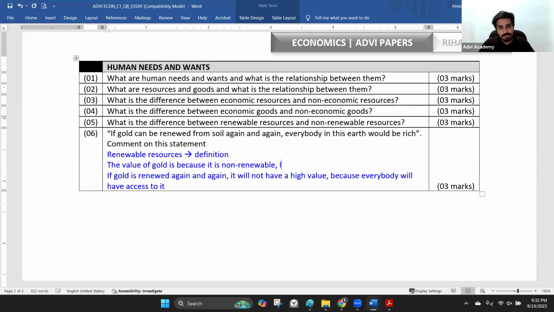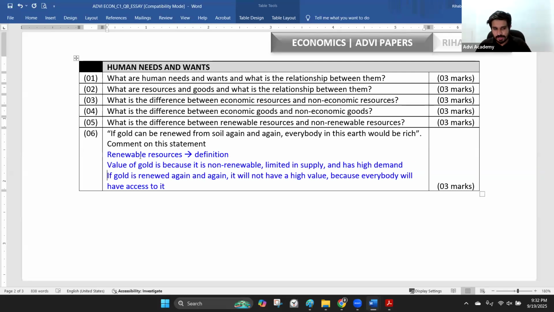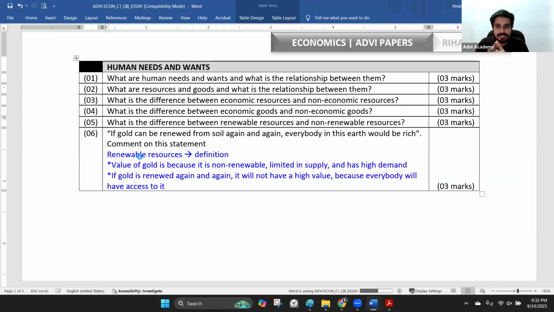Limited supply, because it is non-renewable, and there's a high demand for it. But the moment everybody has access to it, demand will be gone, everybody will have it, the value will be gone. Therefore, everybody is not going to be rich. Everybody will still be poor. That kind of an answer only we expect, right? So you can give the definition of renewable resources, and we want an answer like this. Learn how to write answers in economics.